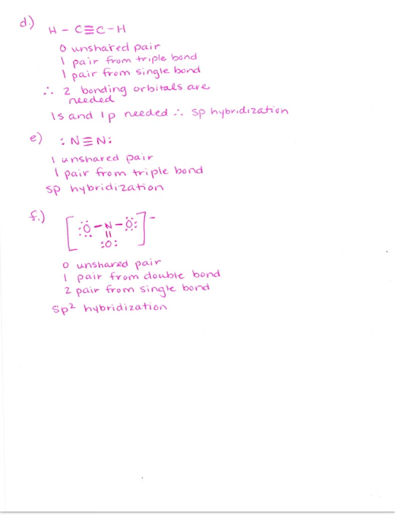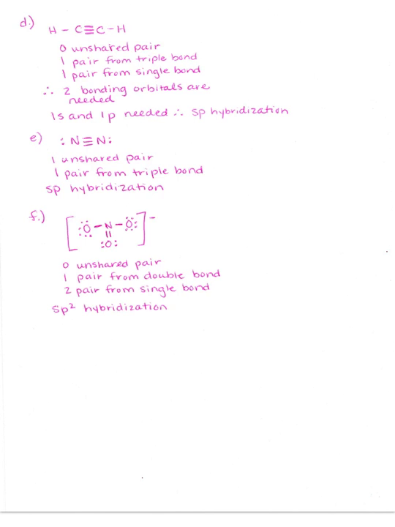And then, of course, I did the same thing for the C2H2. There are no unshared pair. There's 1 pair from the triple bond and 1 pair from the single bond. So 2 bonding orbitals needed. So you just need 1 s and 1 p, which is sp hybridized. Same thing would happen for the second carbon.